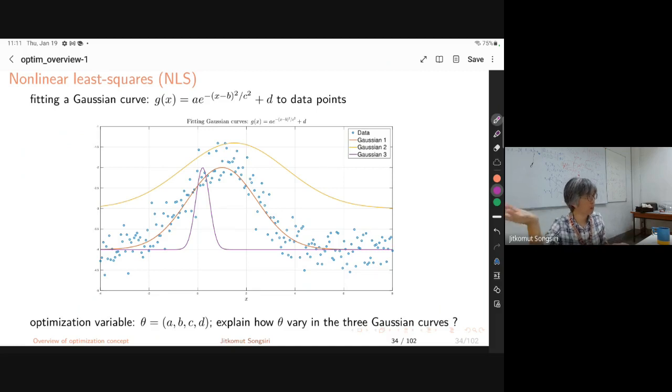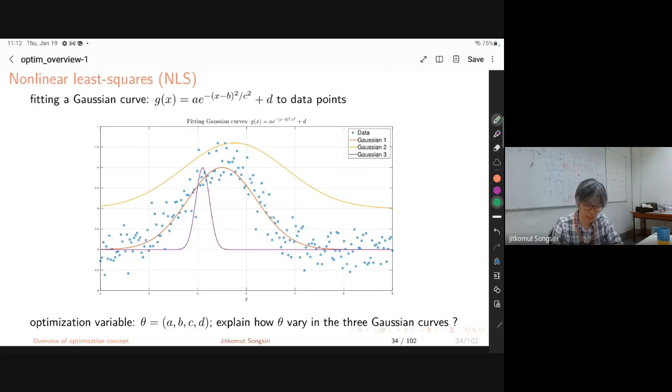You have data points, the blue points. You want to fit a curve parameterized by some mathematical expression. In this example, I want to fit a Gaussian curve. How can you recognize it's a Gaussian curve? Exponential of negative quadratic. This Gaussian curve has parameters A, B, C, and D. I hope you can relate the role of these parameters.